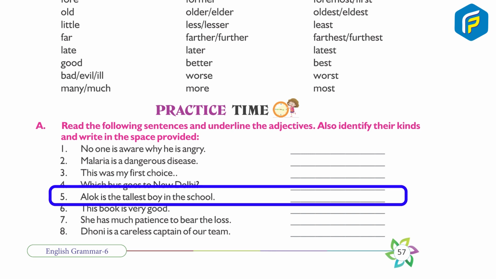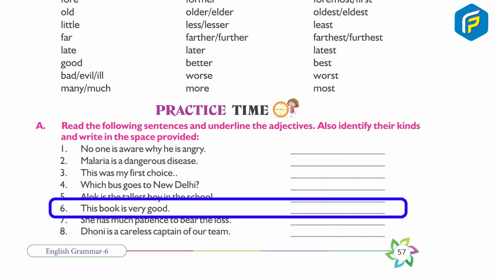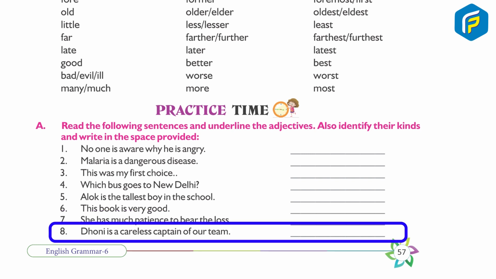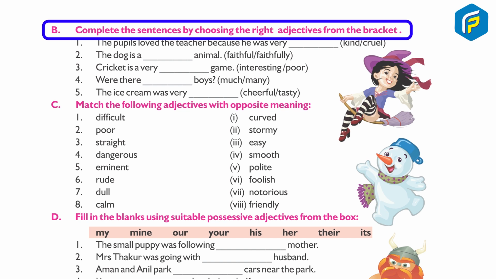Underline tallest. 6. This book is very good. Underline good. 7. She has much patience to bear the loss. Underline patience. 8. Dhoni is a careless captain of our team. Underline careless.